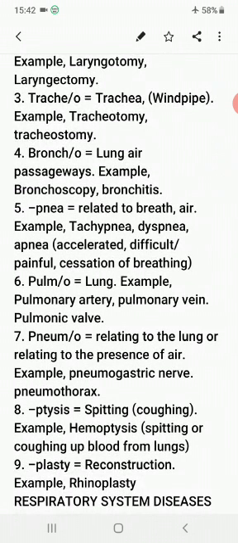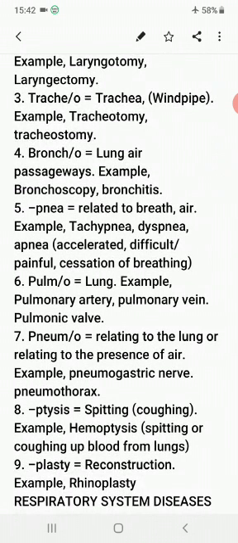Number 7, pneumo, relating to the lung or relating to the presence of air. Example, we have pneumogastric nerve. And we have pneumothorax. Pneumothorax means leakage of air from the lungs to the chest wall.